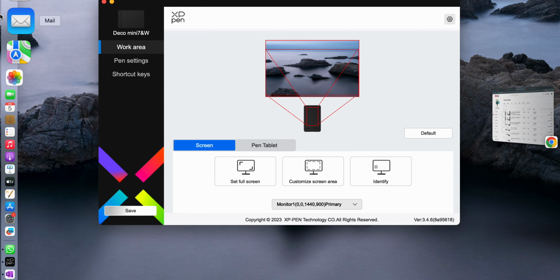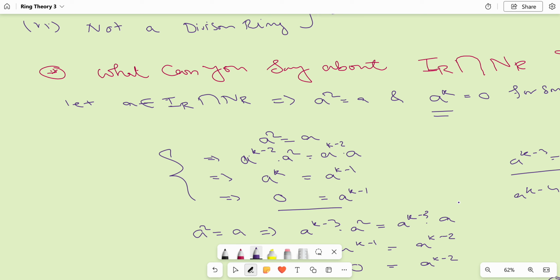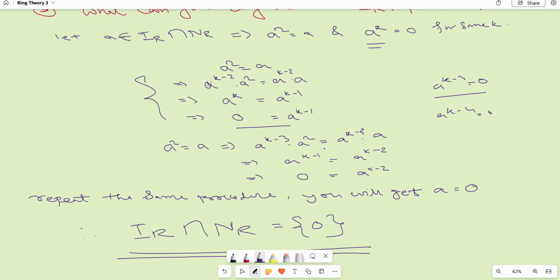So you will get A^(k-3) is 0. Similarly, you will repeat the process and you will get everything. Okay, I think it should be clear to you, right?